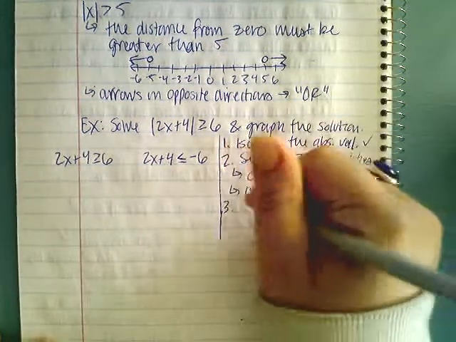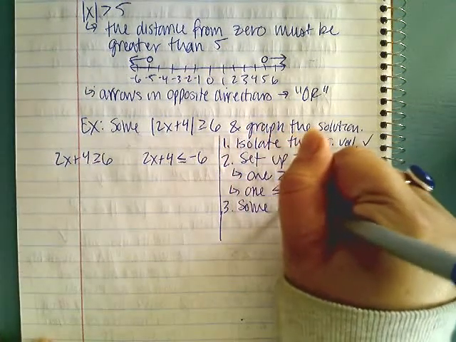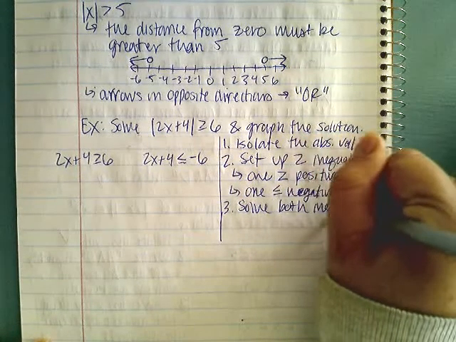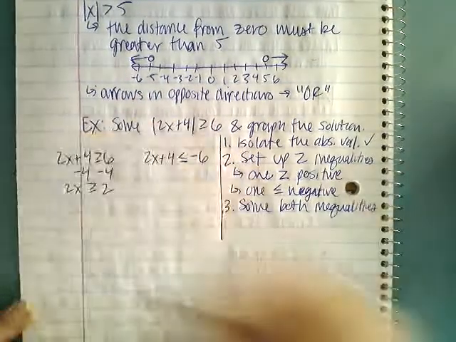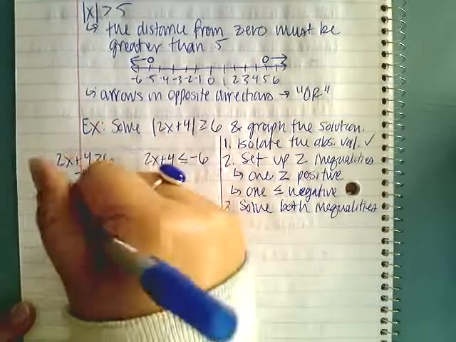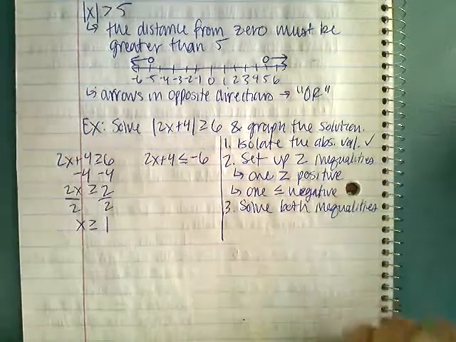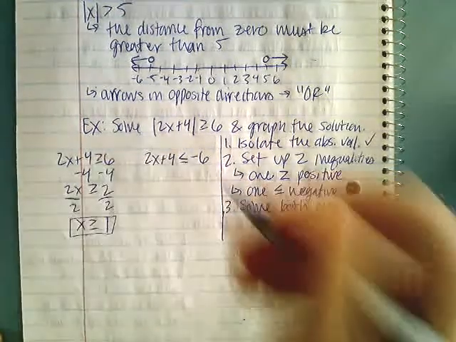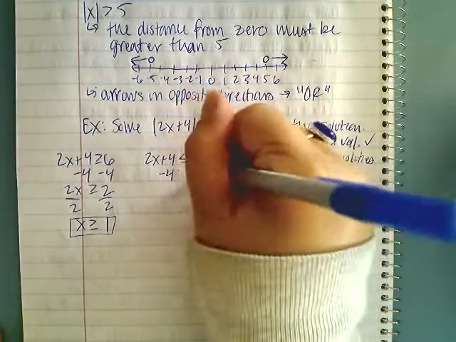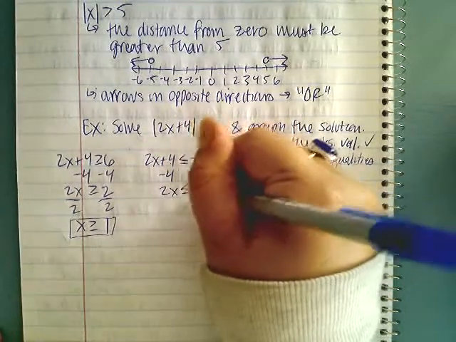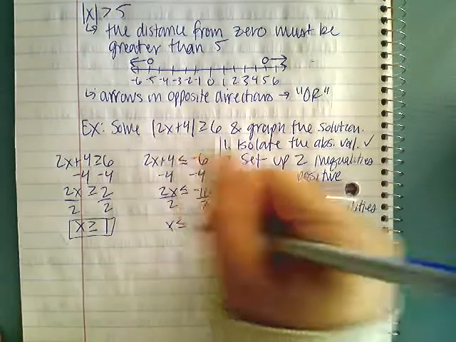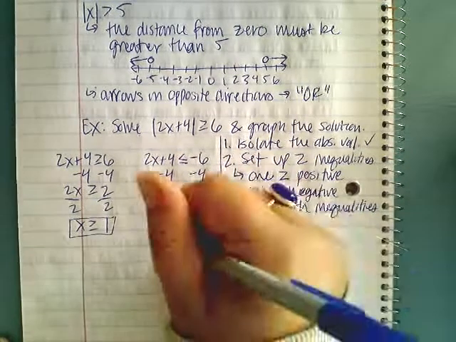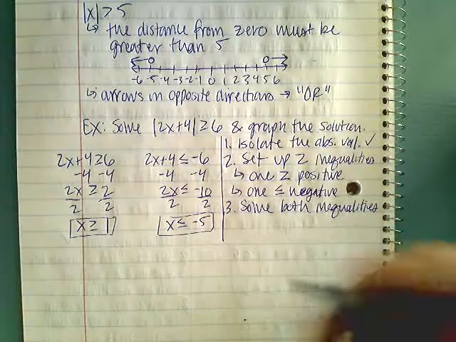The rest of it is pretty much what we've been doing before. We're going to solve both inequalities. I'm going to start by subtracting 4 from both sides. I get 2x is greater than or equal to 2. I divide both sides by 2, and I get x is greater than or equal to 1. That's my first part. Then the other one, I'm going to do the same step. I subtract 4 from both sides and get 2x less than or equal to -10. Divide both sides by 2: x is less than or equal to -5. So those are my 2 solutions.